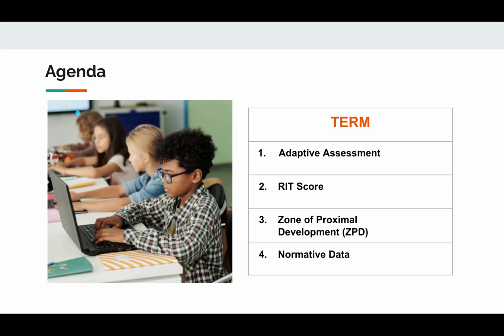Our objective for our time today is to gain an understanding and capacity to talk about and use each of these 4 terms: adaptive assessment, RIT score, zone of proximal development, and normative data. By the end of today's session, you should be able to use these terms to discuss MAP assessments and data reports, making you more capable of supporting teachers or families in understanding these assessments, why they are valuable, and the implications they can have on instruction.